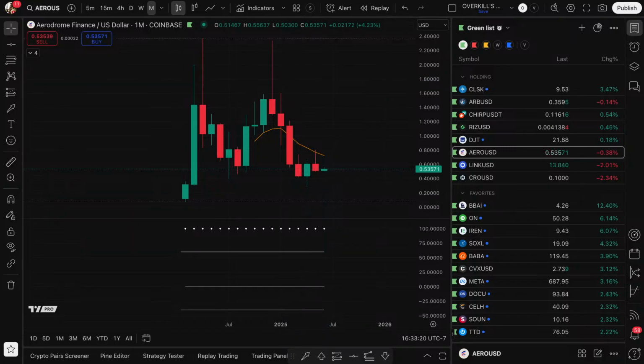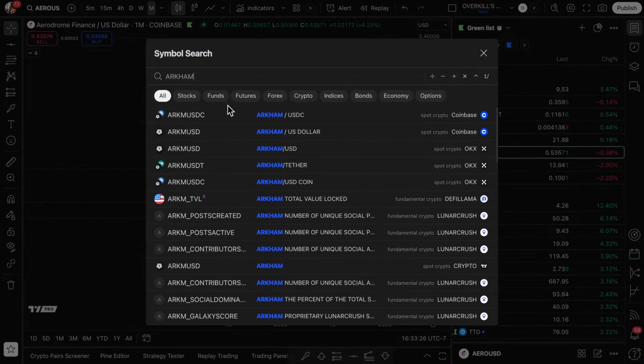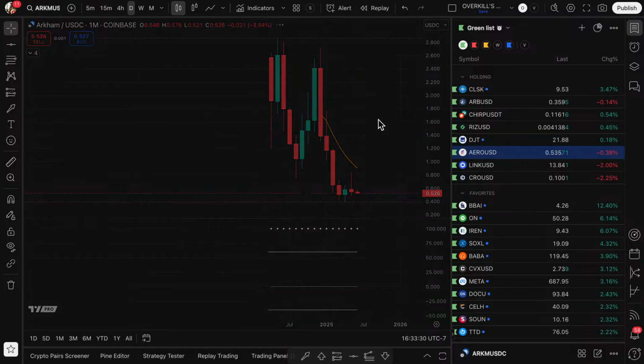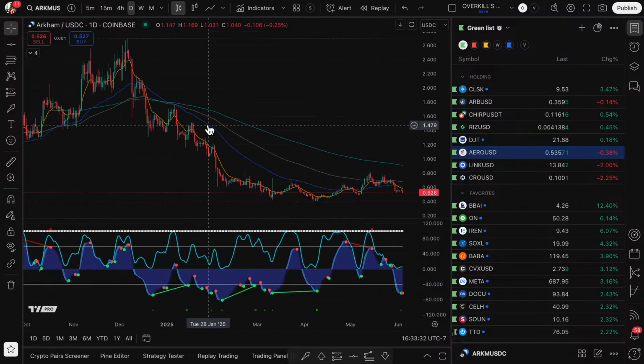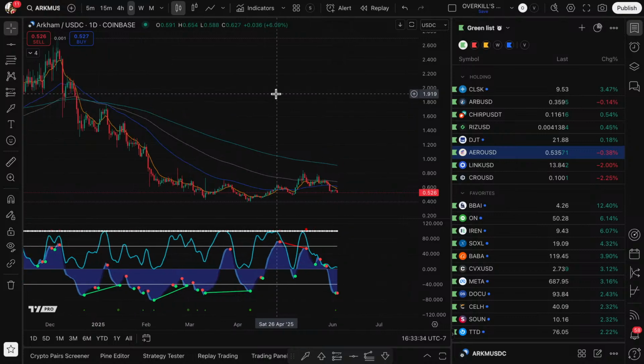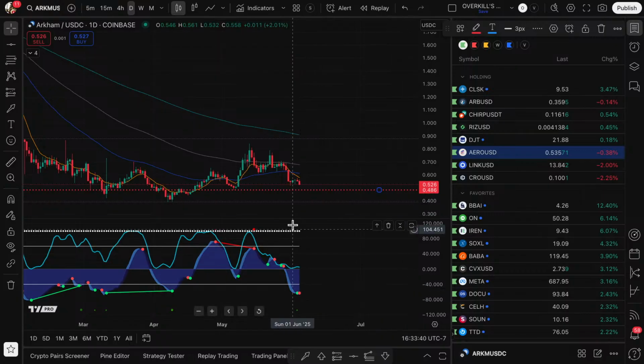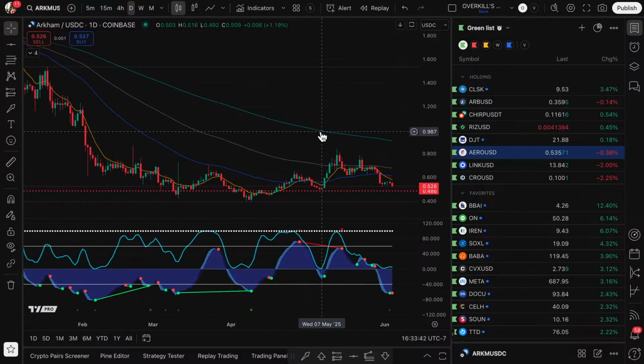What else we got? ARKHAM. Okay, that one's been hit very hard. Okay, that's a pretty ugly looking chart. I hope you know what you're buying here. I've never heard of this project, but I would be watching these lows right here at 48. Okay, that's a big level. It's got a red dot here today. So, again, tomorrow is going to be interesting.